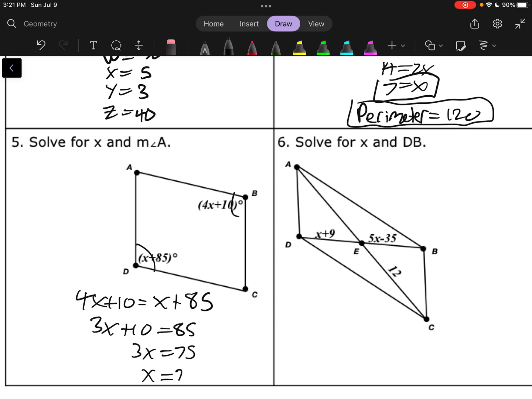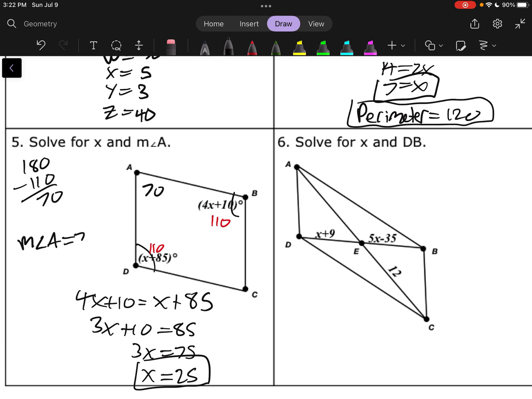So x is 25. And if x is 25 and I plug this back in, both of these end up being 110, which is cool. That means I did that part right. But that means that angle A should be 180 minus 110 to get 70. The measure of angle A is 70, because remember, those consecutive angles need to be supplementary.